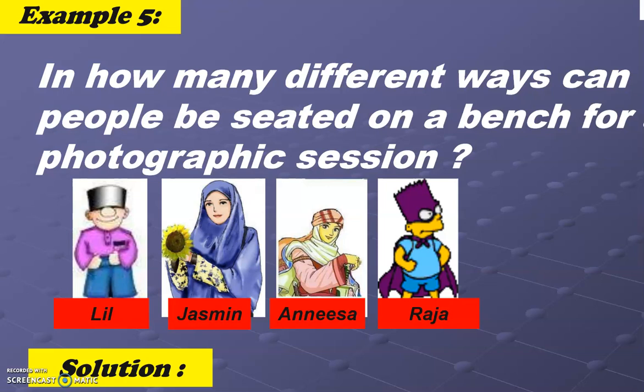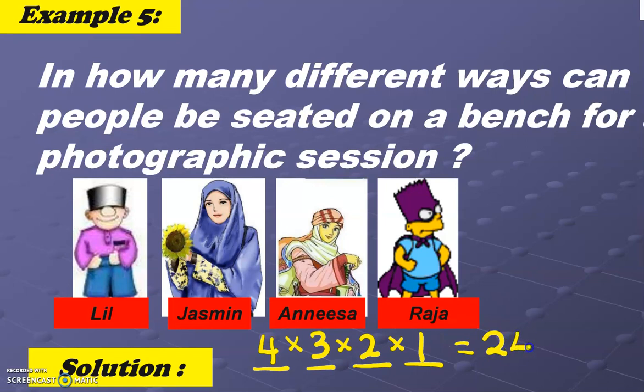Okey, maksudnya awak ada 4 tempat duduk, 1, 2, 3, 4. Okey, so Lil, Jasmine, Anissa, Raja akan berebut tempat yang pertama. Okay, so 4 orang berebut dekat sini. So, tinggal berapa lagi tempat? So, tinggal 3 orang berebut tempat yang ini pula. Lagi 2 orang berebut tempat yang ini. Lagi seorang tak ada pilihan, dia kena duduk sini. So, 4 darab 3 darab 2 darab 1 akan dapat 24 ways. Okay, ataupun it can be done 4 factorial equal to 24. Okay.